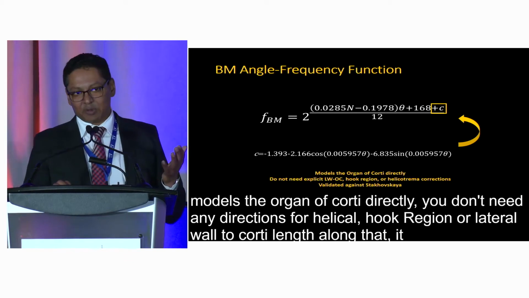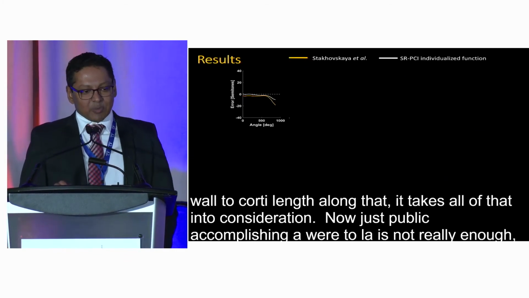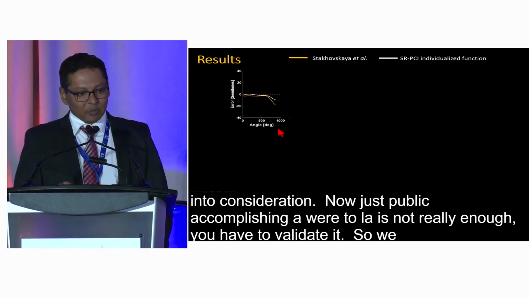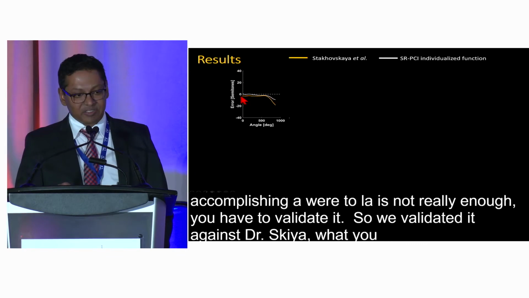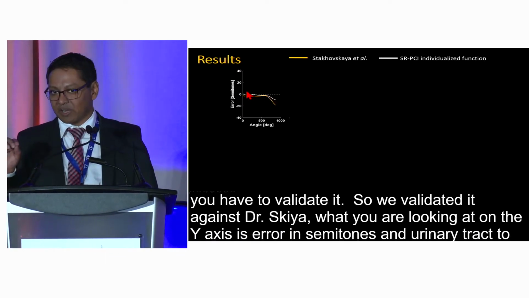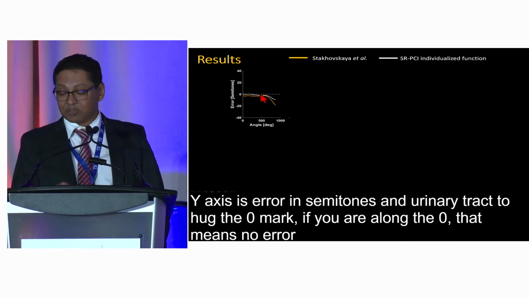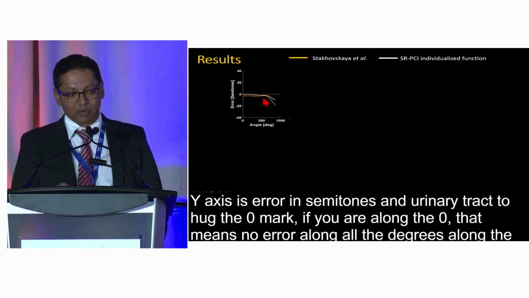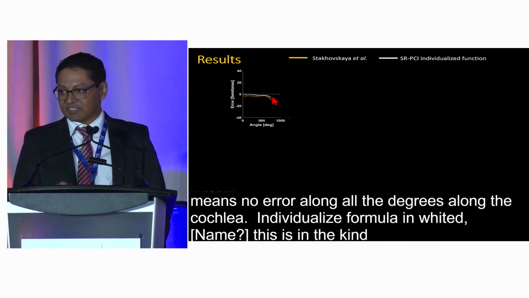Now, just publishing a formula is not really enough, because you have to validate it. So we validated it against Stachowskaya. What you're looking at here on the y-axis is the error in semitones. And you want to hug the 0 mark. If you're along the 0, that means there's no error along all the degrees along the cochlea. Our individualized formula is in white. Stachowskaya's formula is in this kind of orangey yellow. And you can see that our function has less error.